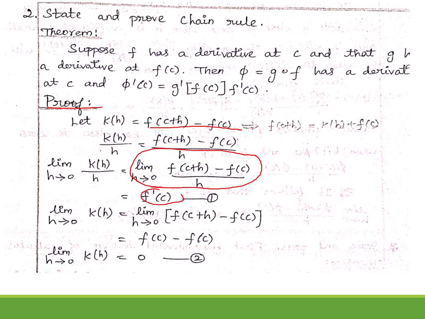The limit as h tends to 0 of k(h) equals the limit of f(c plus h) minus f(c). Then as h tends to 0, the value of f(c plus h) is f(c), so the value is f(c) minus f(c). The limit as h tends to 0 of k(h) equals 0. Equation 2.